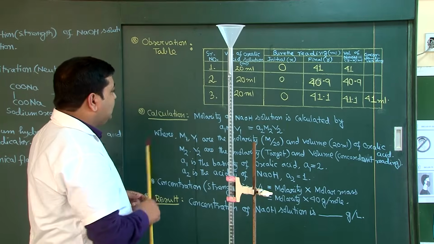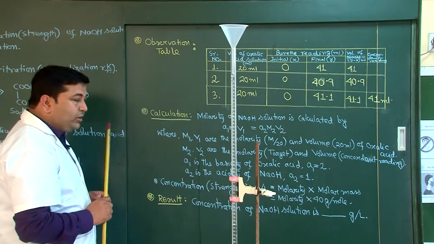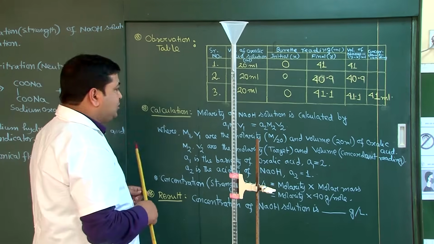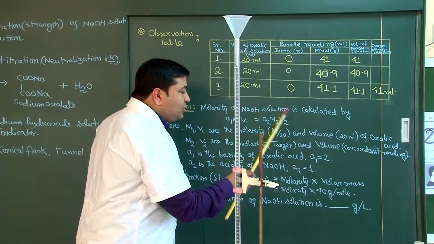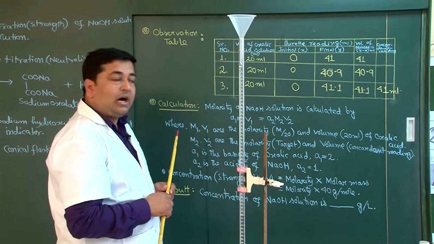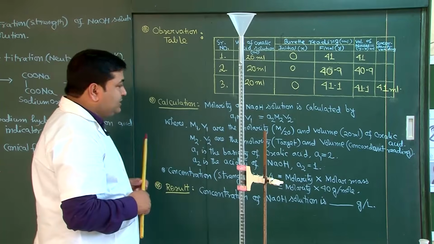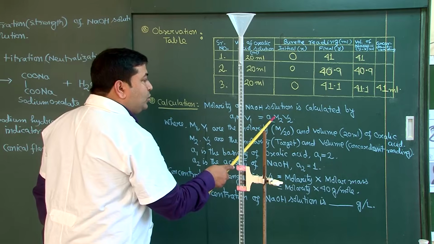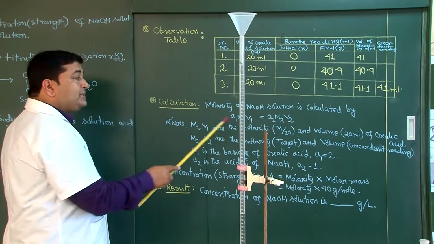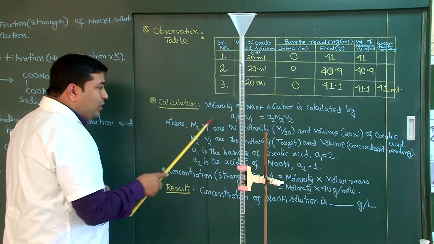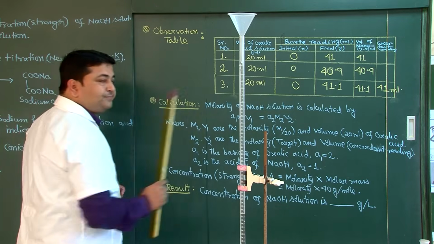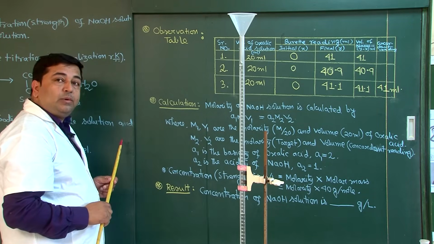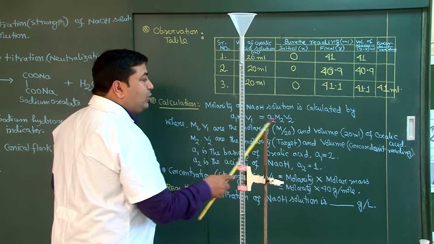Now, student, come to the calculation part. What do we do? In the first step, you will calculate the molarity of sodium hydroxide solution. How? Using this equation. What is the equation? A1 M1 V1 is equal to A2 M2 V2. What is M1? M1 is the molarity of oxalic acid. What is V1? V1 is the volume of oxalic acid.